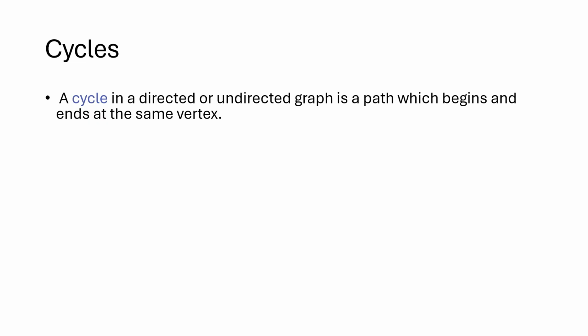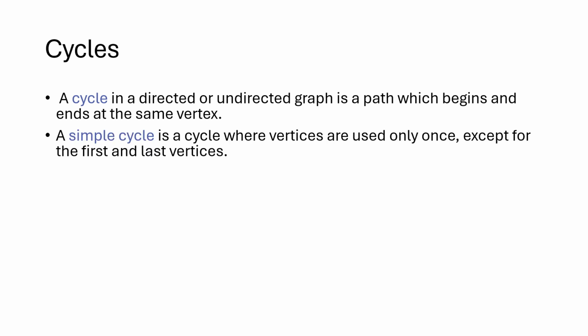The next definition is the definition of a cycle. And a cycle is very similar to a path, except that it starts and ends at the same vertex. So you start from a vertex, you go and visit some other vertices, and then you end up at the same vertex that you started from, and that's called a cycle.